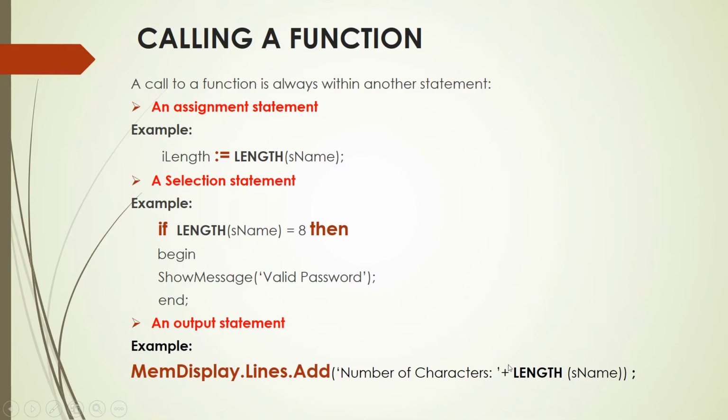I should have converted this from int to string because I'm displaying on a memo. So make sure that when you are doing your display to test it out, that you're converting this from integer to string because you're displaying on a memo. So again, three ways to call a function: in an assignment statement, call the function and assign it to a variable; in a selection statement, in an if condition or expression; and lastly, you can call a function in a display statement.